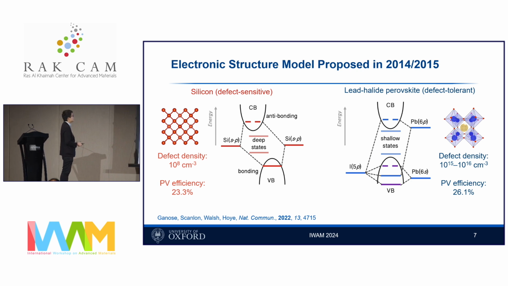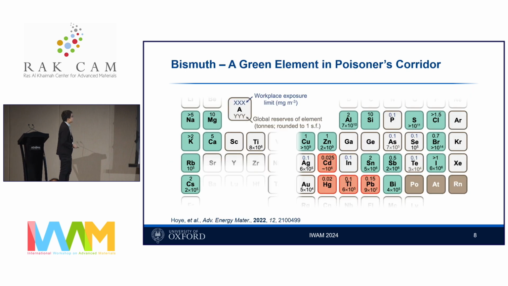And so if we look at the periodic table, one of the elements that stands out a bit here is bismuth. Bismuth is right next to lead. It has a stable 3+ oxidation state, which means it has the same electronic configuration as lead's 2+ cations. But it's the green element in poison corridor, because to the left, we have the toxic elements, and to the right, we have the radioactive elements. But bismuth is neither toxic nor radioactive.